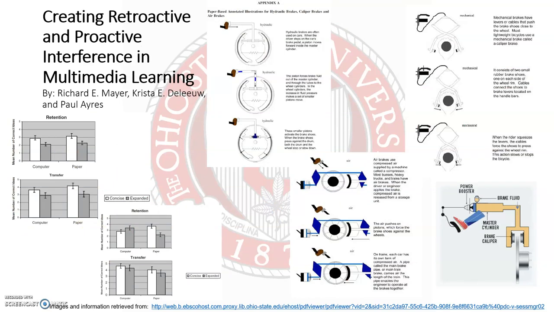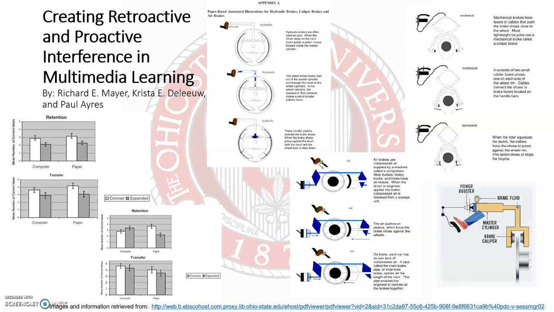The second journal article, Creative, Retroactive, and Proactive Interference in Multimedia Learning, by Richard Mayer, Krista DeLeeuw, and Paul Ayres, took some college students, the Concise group, who studied a multimedia lesson that explained how hydraulic brakes work, consisting of narrated animation of annotated illustration. Others, the Expanded group, received the same lessons along with multimedia explanations of caliper brakes and air brakes presented either after, proactive, or before, retroactive, the explanation of hydraulic brakes itself.